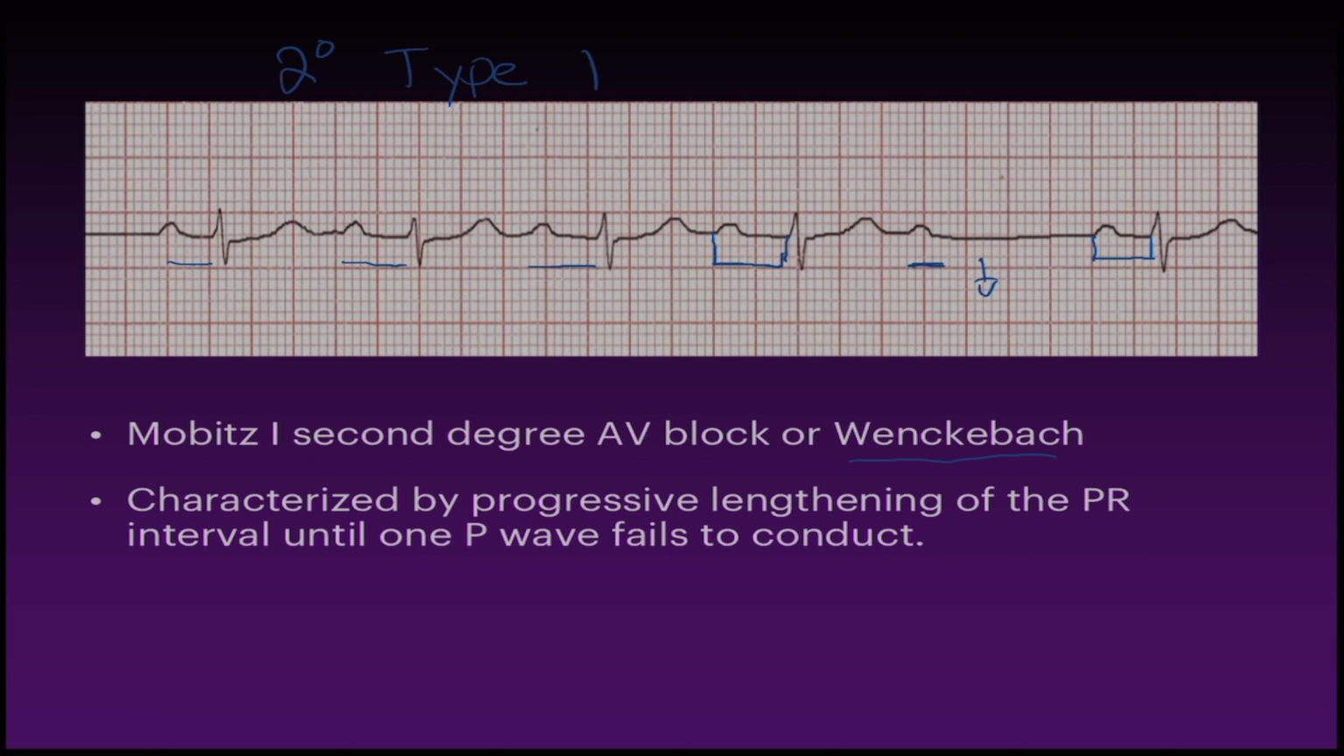So there should always be one less QRS complex than P waves. If we were to count this, I have 1, 2, 3, 4, 5, 6 P waves. So I should have 5 QRS complexes because I have that dropped beat with a second degree type 1. In this type of block, it's most often a block inside the AV node, where maybe the AV node is diseased and is sending impulses, and then it fails to send one.